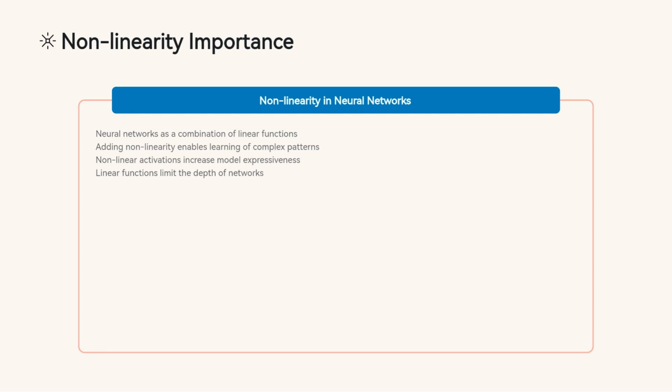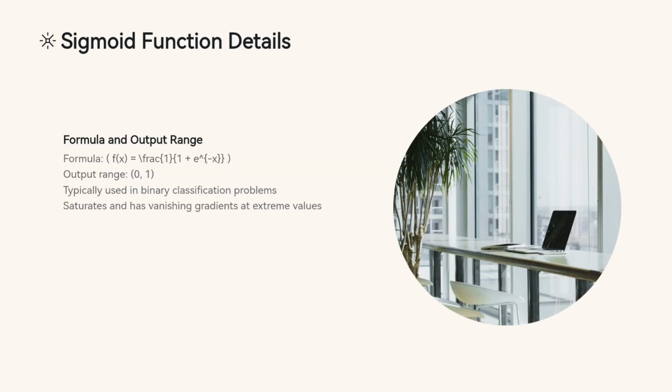The sigmoid activation function is one of the most commonly used activation functions, particularly in the context of binary classification problems. It has an S-shaped curve and squashes input values into the range between 0 and 1, which makes it particularly useful for modeling probabilities. The formula for sigmoid is f(x) = 1 / (1 + e^(-x)), where x is the input to the function.